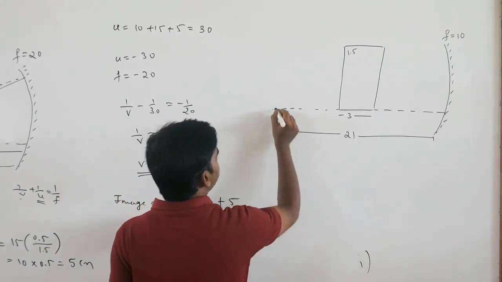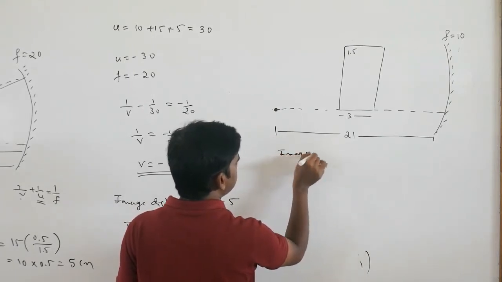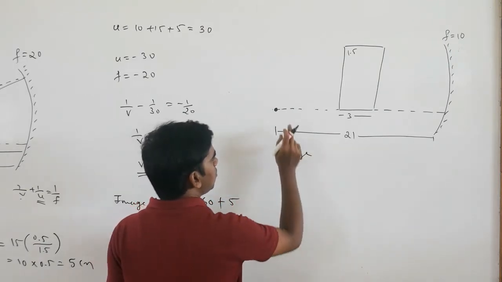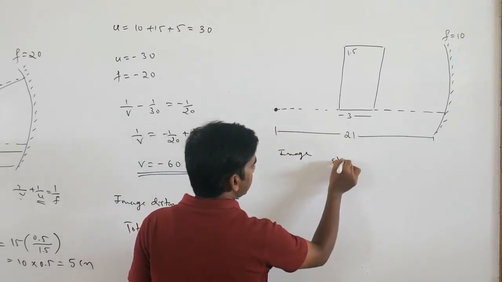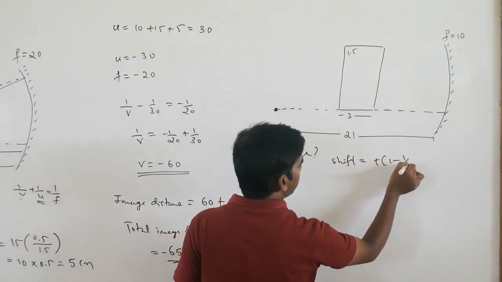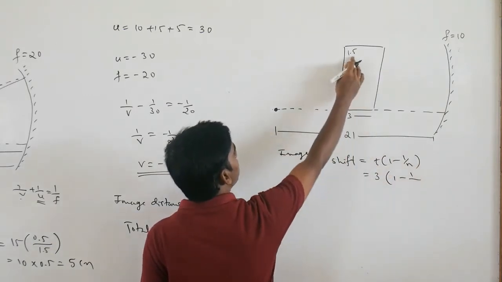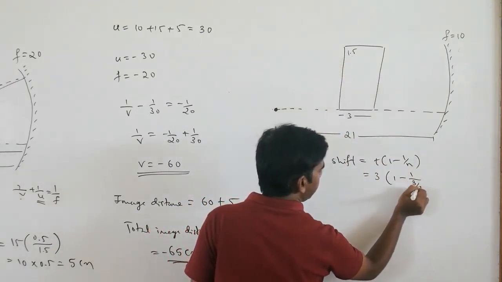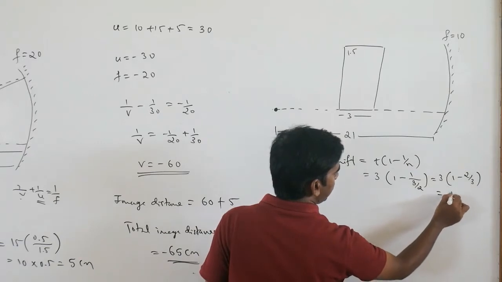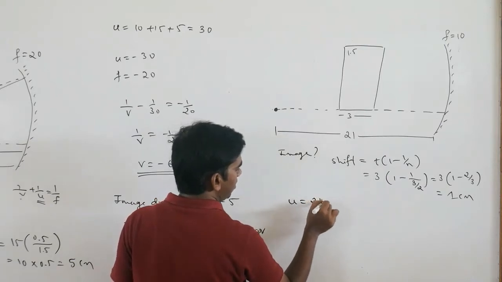Okay, so now if the object is here, what will they ask again? They will ask what is the image distance. If they are asking image distance, again we should not take object distance as 21. So we have to find the shift first. Shift is equal to T, thickness of glass slab, into 1 minus 1 by N. So the thickness is 3, 1 minus 1 divided by N. N is 1.5, which I can write as 3 by 2. So this is equal to 3 into 1 minus 2 by 3. So this will become 1 centimeter.